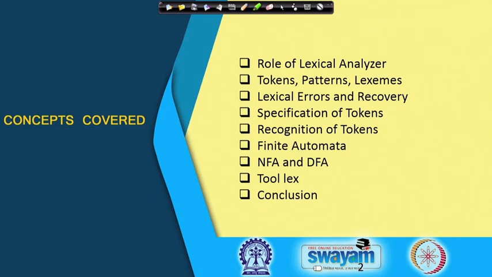The topics that we are going to cover are like this. First, we will discuss the role of the lexical analyzer. Then, in the context of lexical analysis, we will introduce some definitions: tokens, patterns and lexemes. They will be used throughout our course to define the data items that are exchanged between different phases of the compiler. These tokens are identified and generated by the lexical analysis phase.